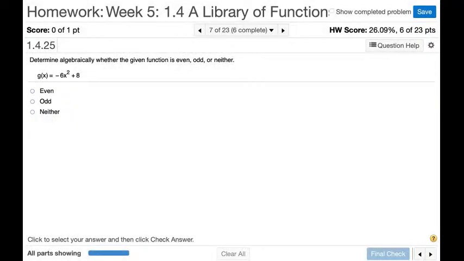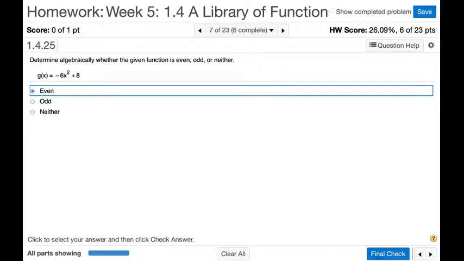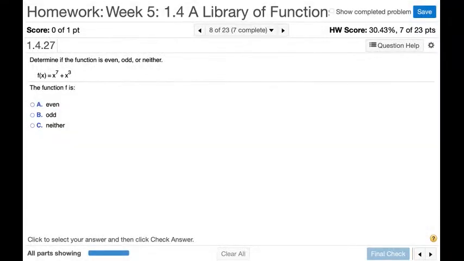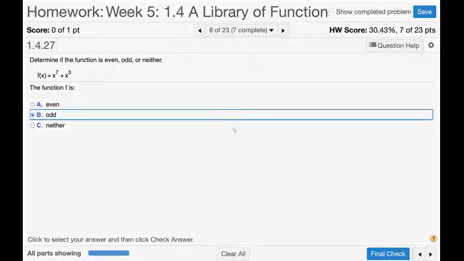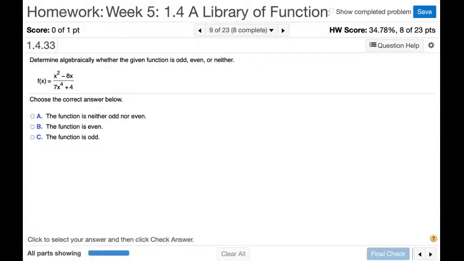Even, odd, or neither. If we do negative x, well, it's going to go back to itself. So when we do g of negative x, we get back the original. That means that it's even. So both of these, they're going to be negative. If we replace the x with the negative x, we can factor out a negative. We should be able to get negative of the original, which is what it means to be odd. I know those cancel. I'm gonna say this one is neither.